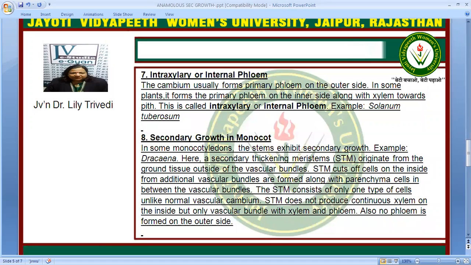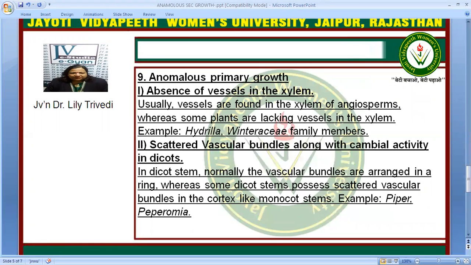These meristem cells cut off cells inside, from which additional vascular bundles are formed along with parenchyma cells in between the vascular bundles. So they consist of only one type of cells, unlike the normal vascular cambium. But these secondary thickening meristems do not produce a continuous cylinder on the inside, but only the vascular bundles with xylem and phloem. So no phloem is formed on the outer side. There are two plants, Dracaena and Boerhavia, which we are going to study in the next lectures.